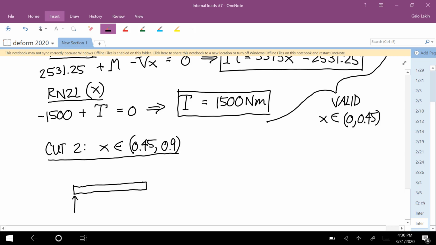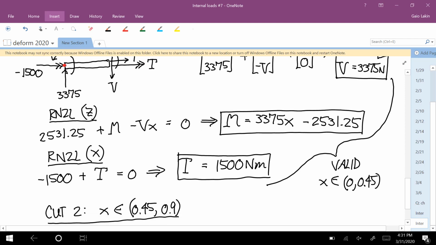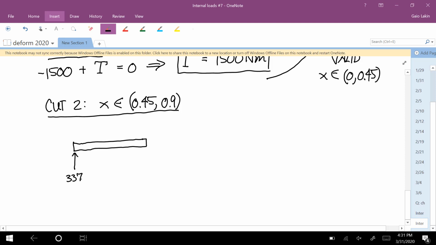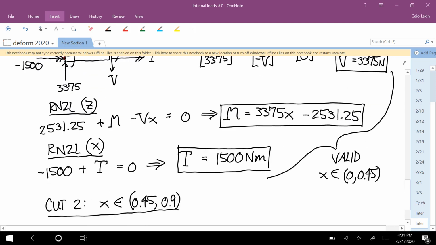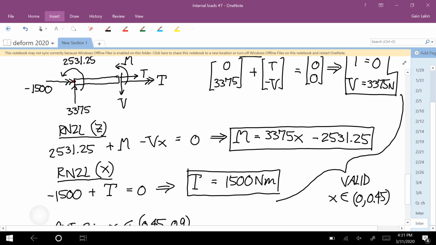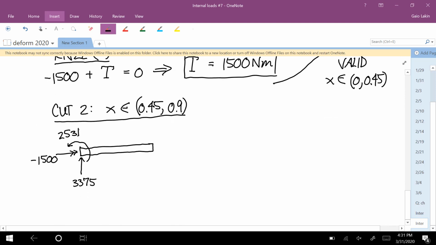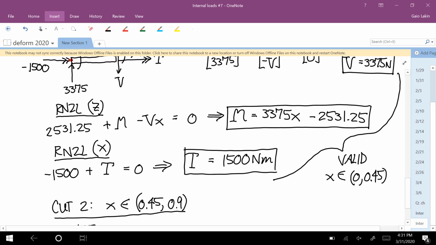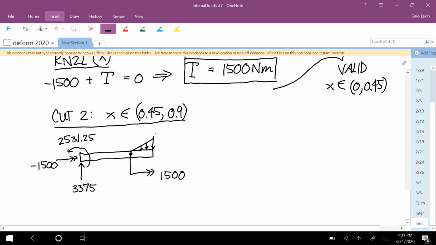So we have the upward force, all this stuff at the left end is still the same. So 3375. We have that torque of negative 1500. And then we have the moment of 2531.25. Okay, but now somewhere before you get to the end, we have this torque of 1500. And we also have part of this distributed load. Okay, but it doesn't get all the way to the end. There's more beam, so there's more distributed load.